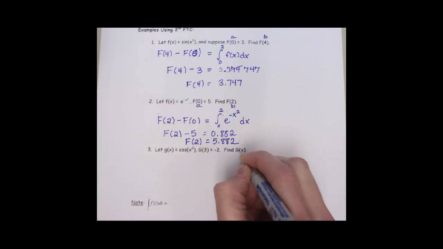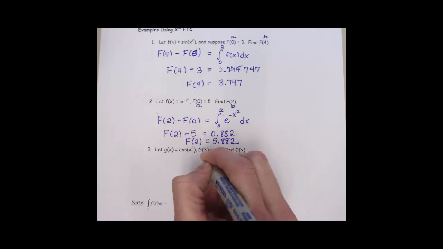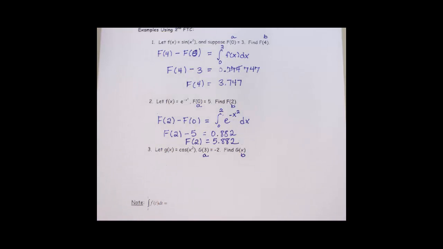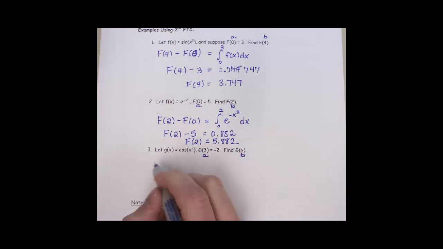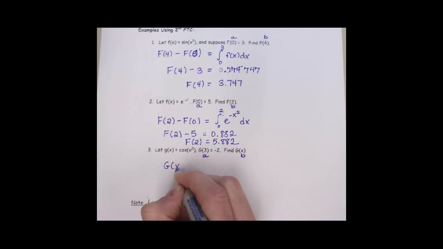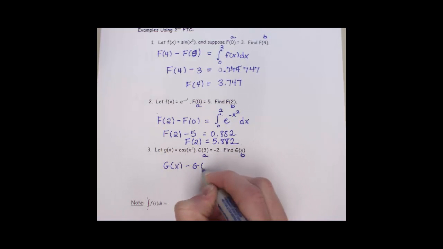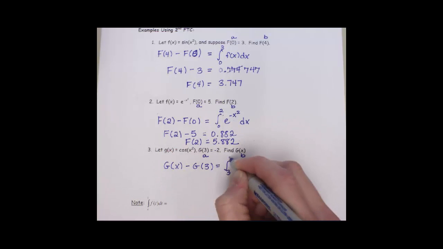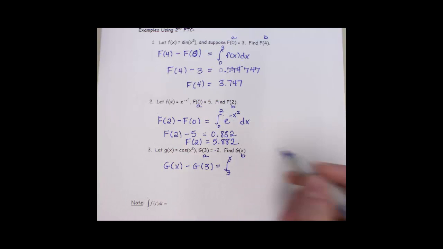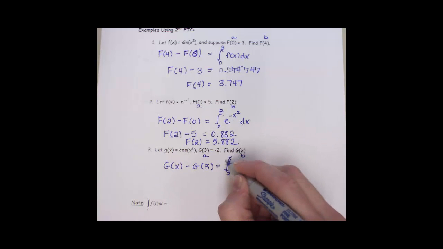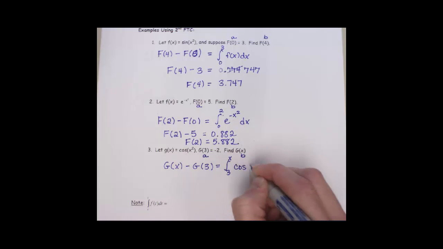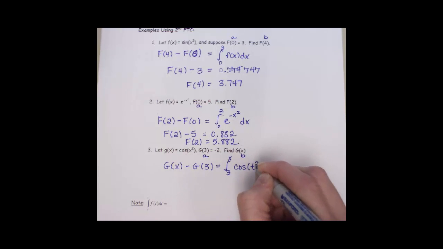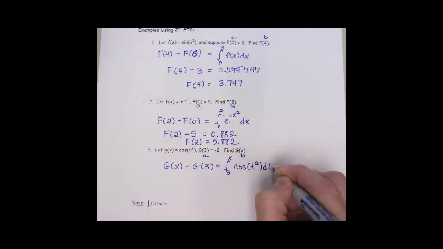So x is always going to be like your b, and the value they give you is going to be your a. So to represent g of x, you would do g of x minus g of 3 equals the integral from 3 to x, and then again, this is where it's really important that you change the variable, because there's an x up top. You can no longer have an x inside the integral. So I'm going to write t squared. You don't have to use t, but that's generally what people use, dt.